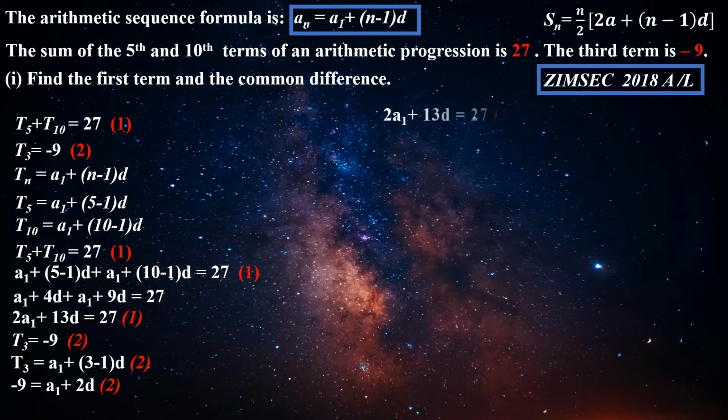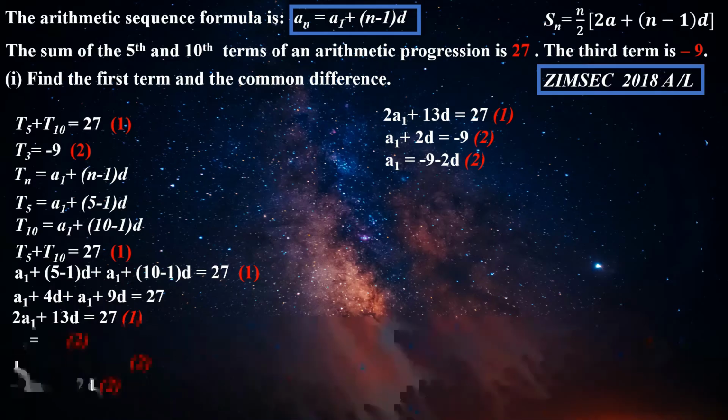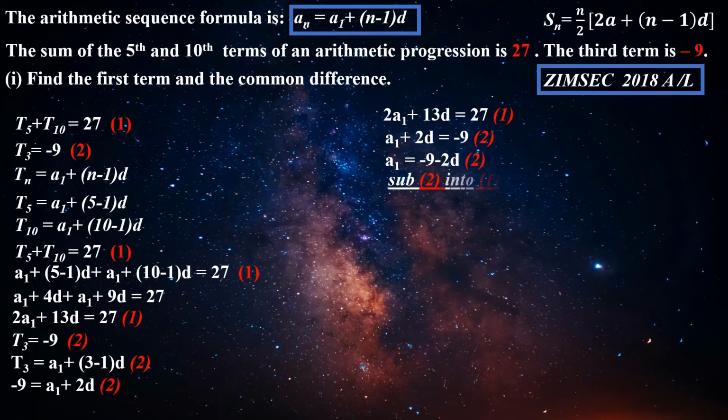So now it's time to solve those two equations. You can choose the method that you want, but in this case I would prefer substitution. So let's make a the subject of the formula right there. So I'm going to have negative 9 minus 2d. I'm just going to move 2d to the other side. And after doing that, we're going to substitute the a in equation 2 into equation 1.